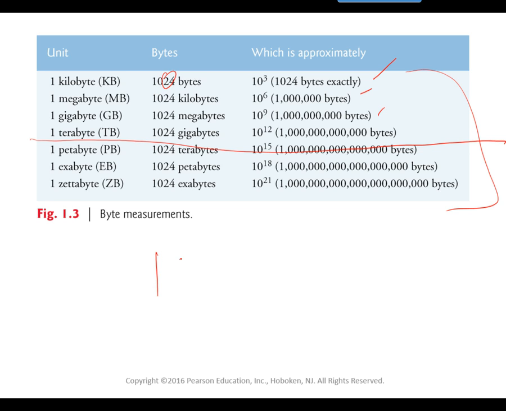When we talk about 1 gigahertz, we're talking 10 to the 9th cycles per second. So when we talk about frequency, ohms, farads, those types of things, it's 1,000. That's standard engineering notation. In the digital world, it's 1024, which is roughly 10 to the 3rd. So these are the byte measurements.